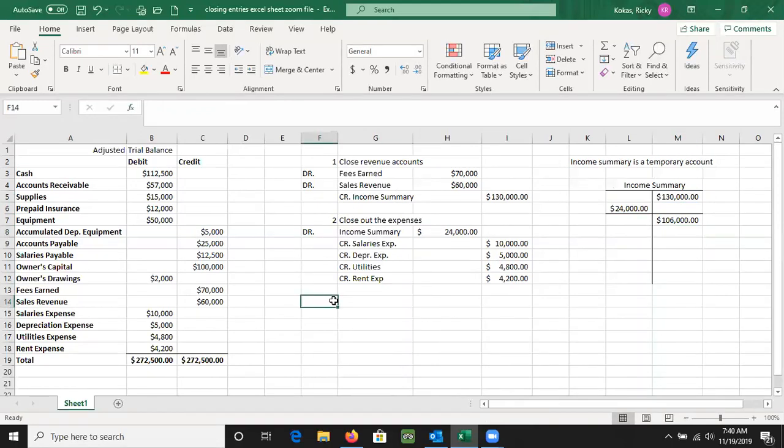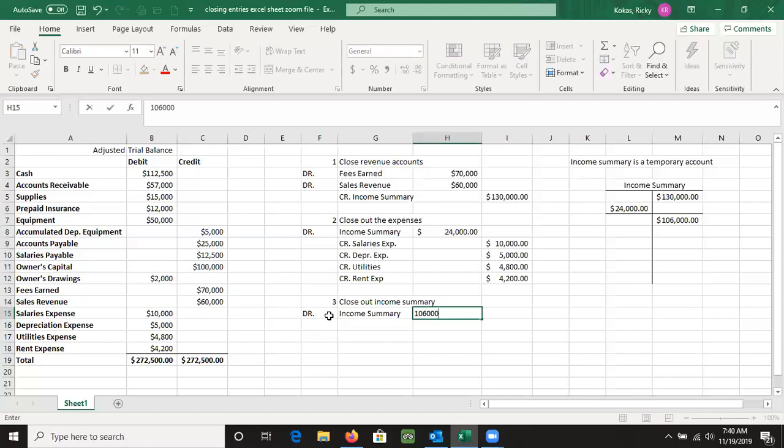The third step in the closing entry process is to close out income summary. So income summary, this won't always be true. Sometimes the expenses are greater than the revenues. If this number was bigger than this number, it would have a debit balance. So you close out income summary based on whatever you need to do to the account. In this case, it has a credit balance, so we will need to debit it. So we're going to debit income summary for that balance, $106,000. Whatever we need to do to bring it down to zero. Once we debit it, its balance would be zero.